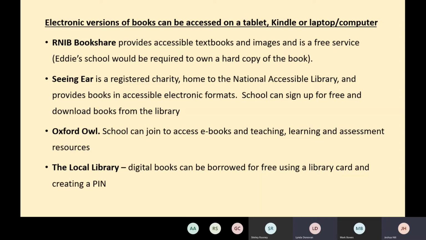Seeing Ear is home to the National Accessible Library. It's very similar to RNIB Bookshare. Similar thing, you can download books. Oxford Owl is also another resource that schools can use. They have lots of ebooks and learning resources and assessment tools on there for students that need large print. And again, local libraries: you can borrow digital books from your local library if you're a member, using your library card.